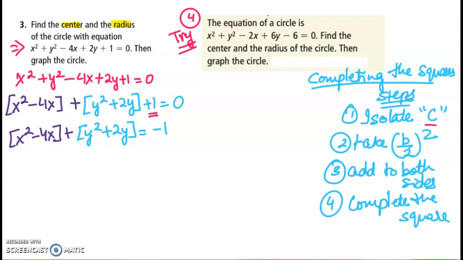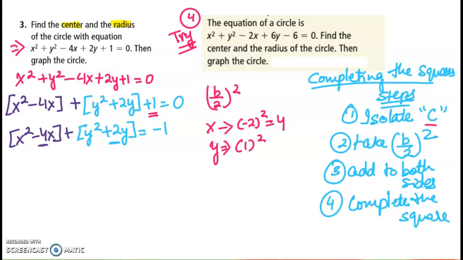Now step 2 says take half of b. What is b in this case? For x this is negative 4, for y it is 2. So half of b and square it. For x it will be negative 4 divided by 2 is negative 2. Negative 2 squared is 4. For y, half of b, b is 2. 2 divided by 2 is 1. 1 squared is 1. Now I need to add these to both sides.